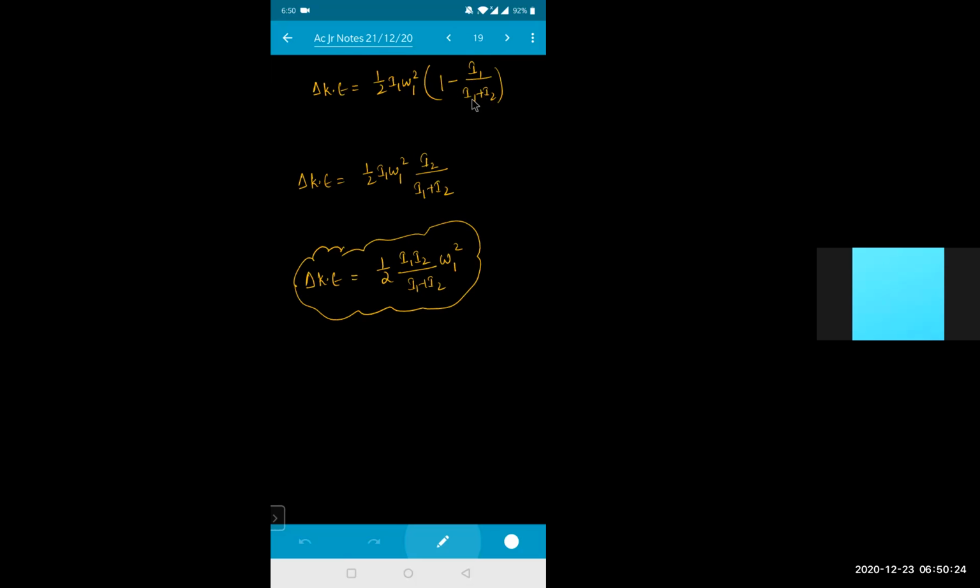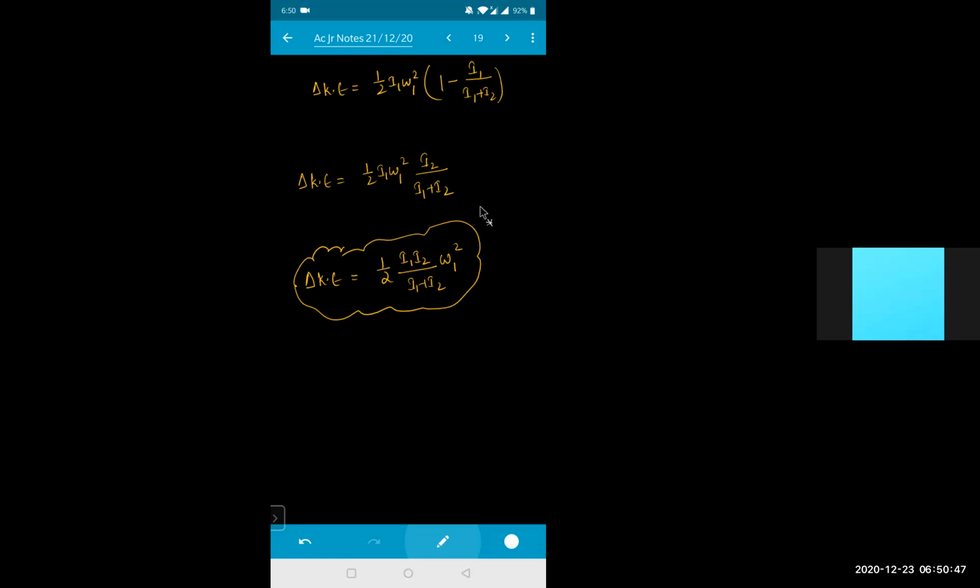If I am taking the LCM of this one, the change in kinetic energy is equal to half I1 omega 1 square into 1 minus I1 by I1 plus I2, which is I2 by I1 plus I2. So the change in kinetic energy, how much are you getting? Half into I1 I2 by I1 plus I2 into omega square. Part of the relation.